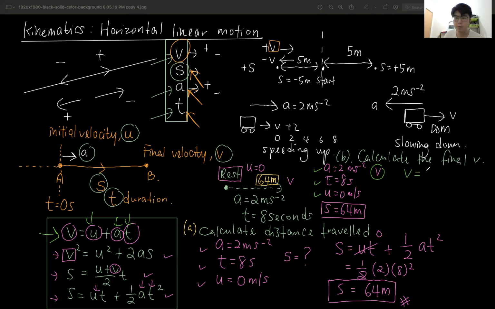Okay, so v equals u plus at, equals 0 plus 2 times 8, equals 16 meters per second. This is your final velocity.